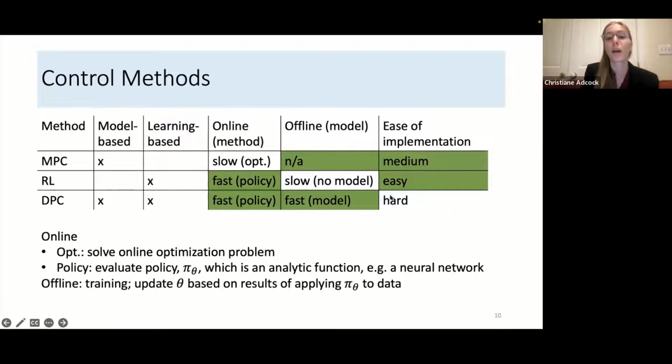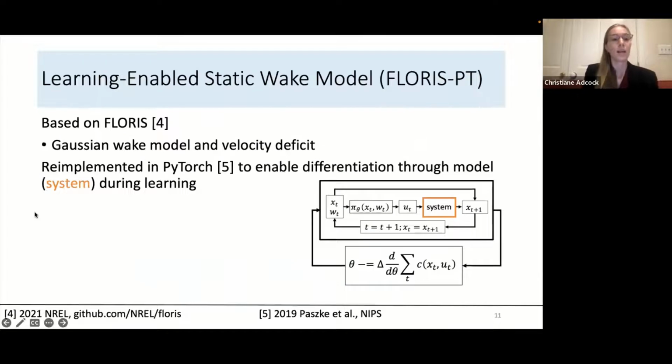The main shortcoming of DPC is that it can be hard to implement because you basically have to implement all of the components of a model-based and a learning-based approach. So one of the shortcomings of DPC is that you have to essentially re-implement your model of your system to be in some sort of learning package, such as PyTorch. And you have to do that so that you can do this differentiation through your model and then do a gradient descent step to update what your policy parameters are.